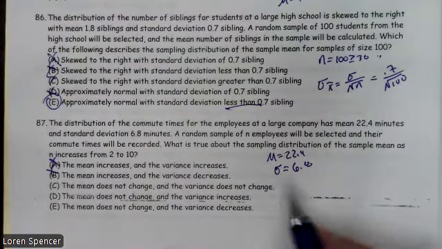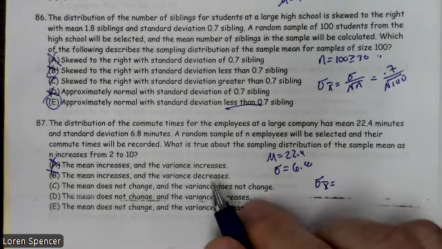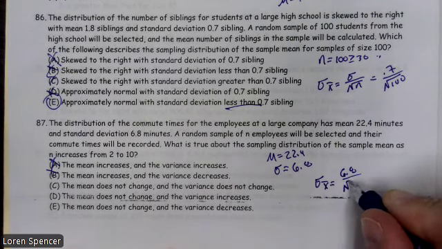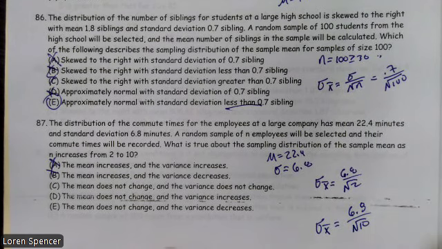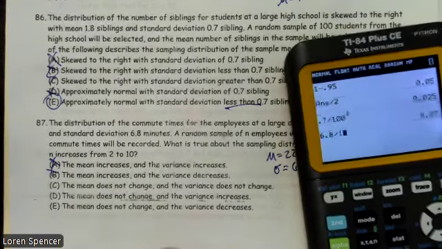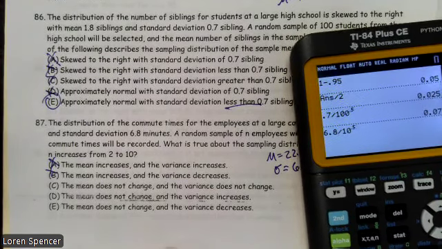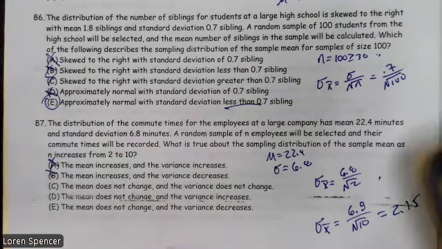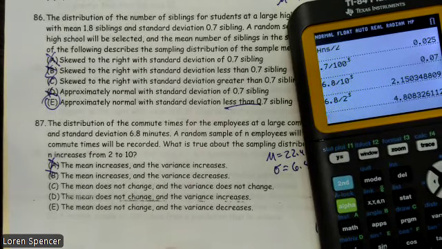But the standard deviation of X bar, we had 6.8 divided by the square root of 2. And if I did the other one, 6.8 divided by the square root of 10. So 6.8 divided by 10 raised to the half power is 2.15. And this one's going to be much larger. 6.8 divided by 2 raised to the half power is 4.8.